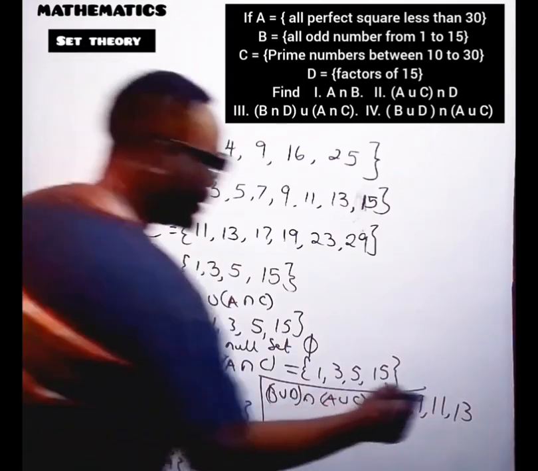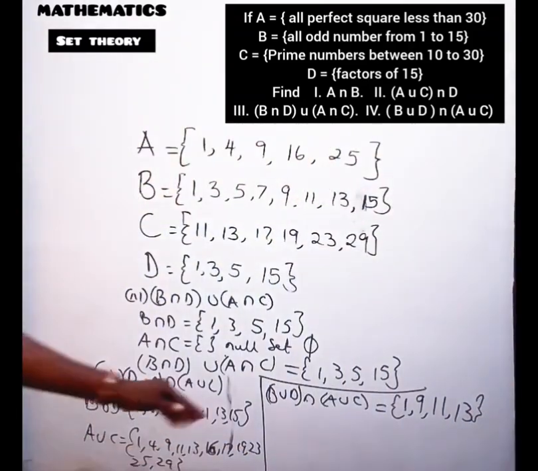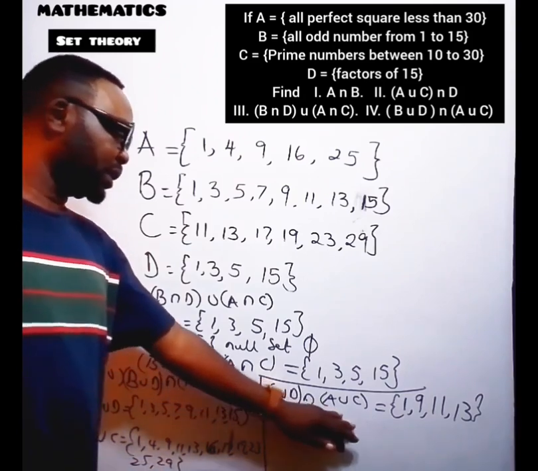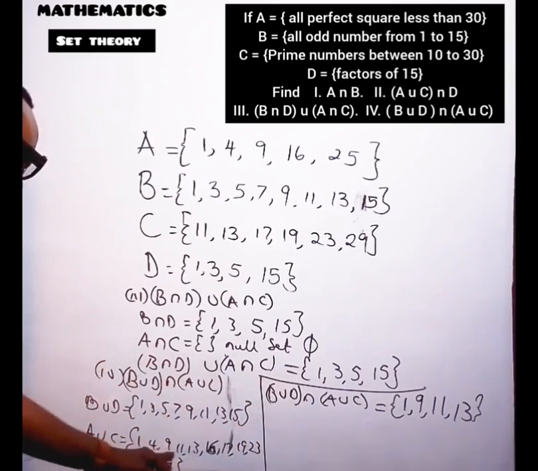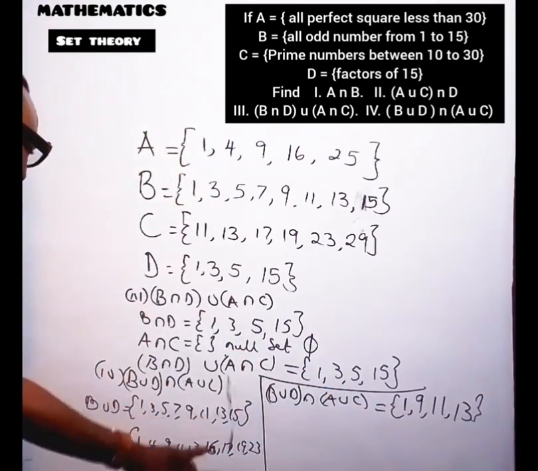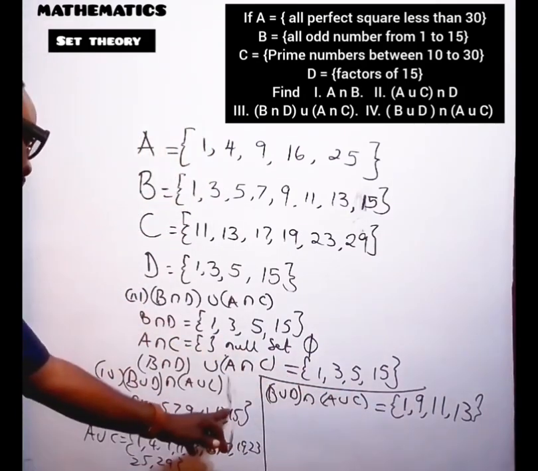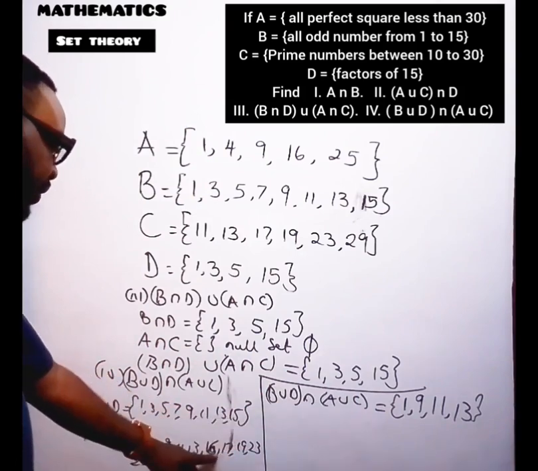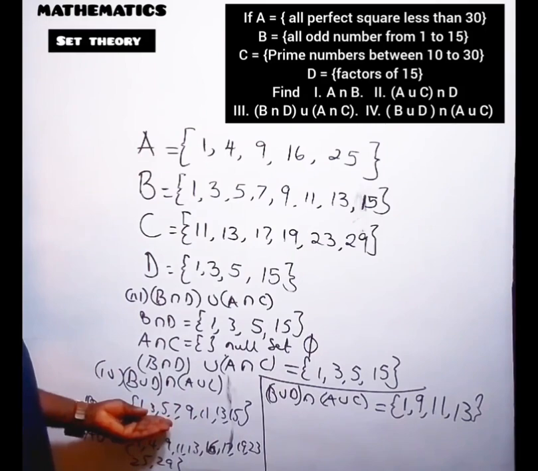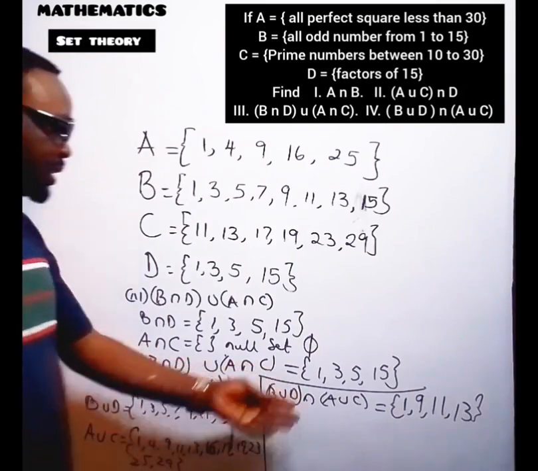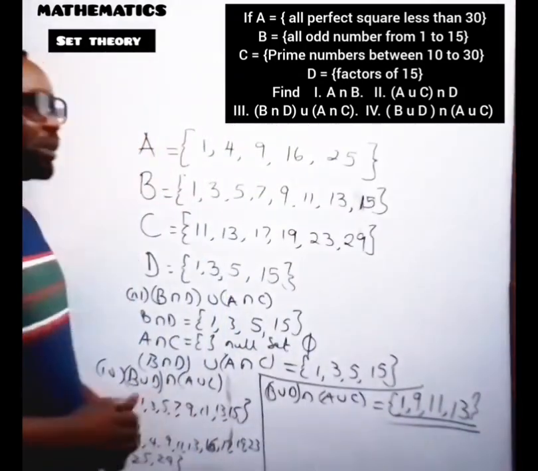Those are the values that are common to this intersection of B union D intersection A union C. Check it very well. You can see we have 1 is here, 1 is here. 3 is here, 3 is not here. 5 is here, 5 is not here. 7 is here, 7 is not here. 9 is here, 9 is here as well. 11 is here, 11 is here. 13 is here, 13 is here as well. 15 is here, 15 is not here. So the remaining values are not common to both. So that is the answer to our question given to us.